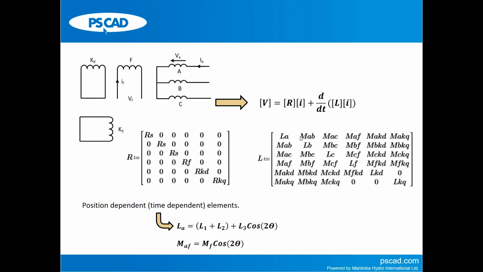Now, in order to find the machine's response, you have to solve this equation. We can assume that we know the terminal voltages, that is, the time variation of the input voltage is known. You can solve this equation to find the current. That's what the SCAT machine model does.